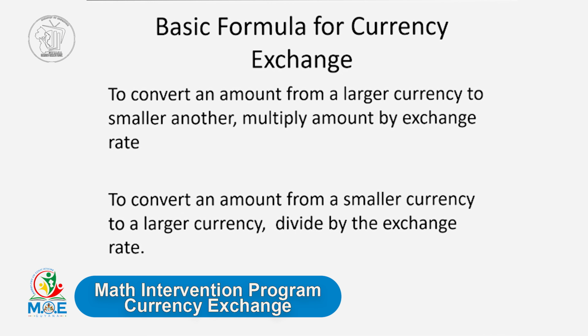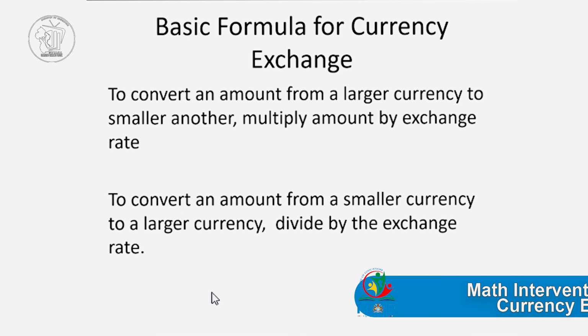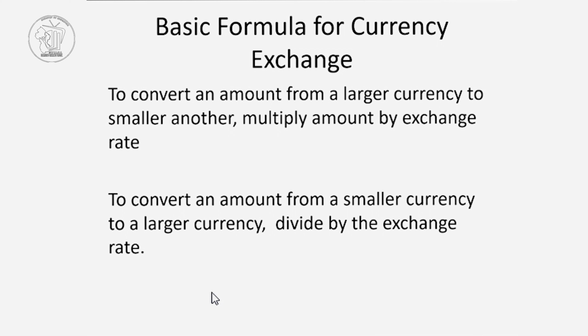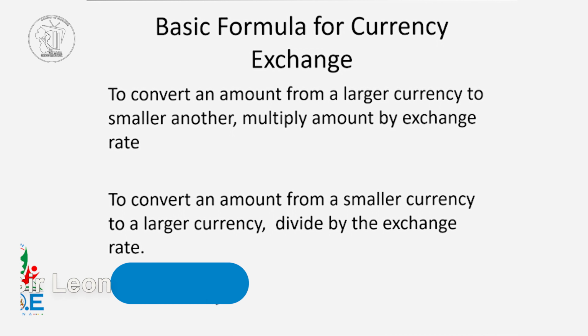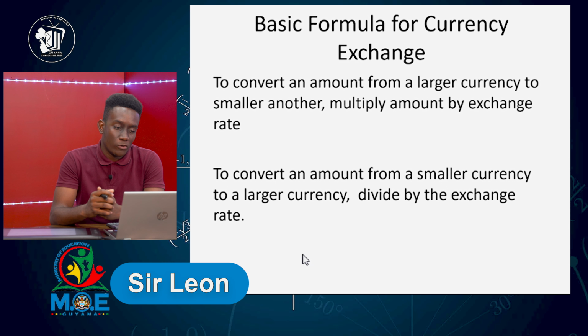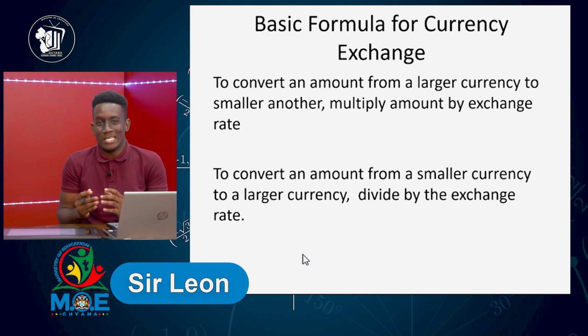So let's say we want to convert an amount from a larger currency to a smaller currency. Most times we multiply by the exchange rate. And this will also depend on what the exchange rate is. And if you want to convert from a smaller currency to a larger currency, we divide by the exchange rate most times. And once again, this will depend on what the exchange rate is.